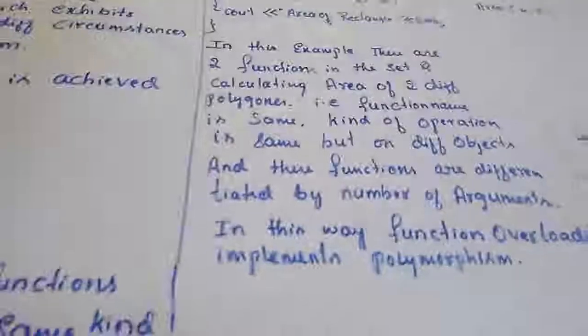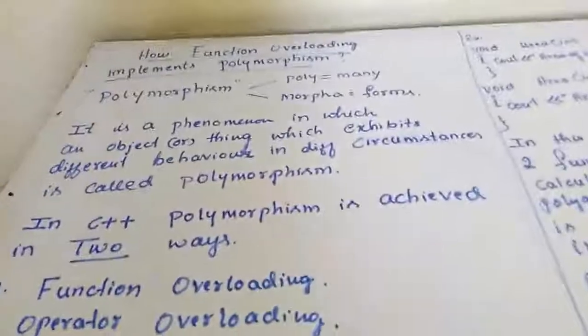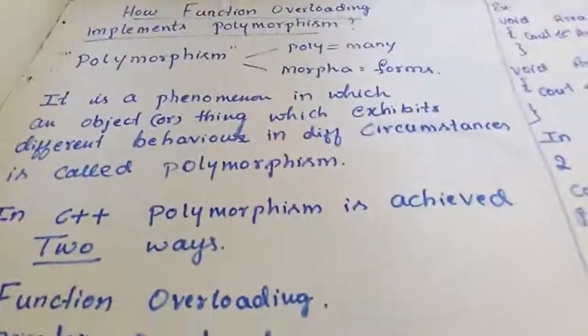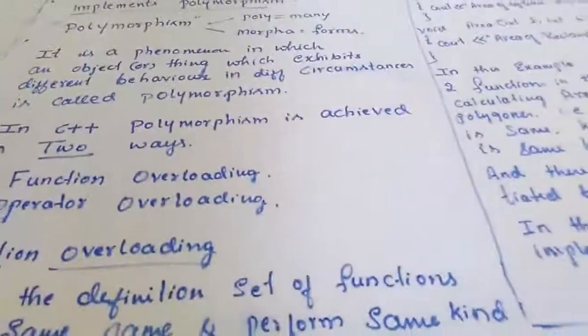This is enough from the exam point of view. They'll ask for 5 marks how function overloading implements polymorphism. You can write this much. Thank you.